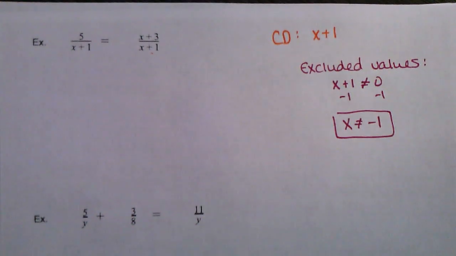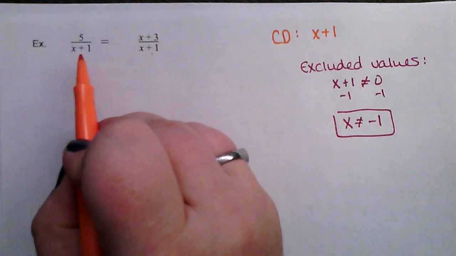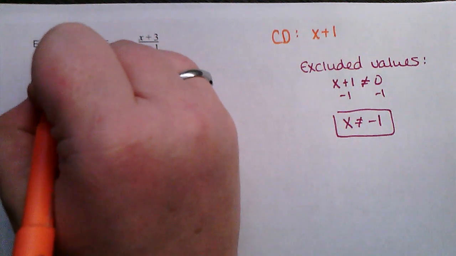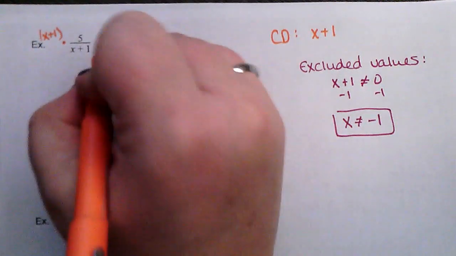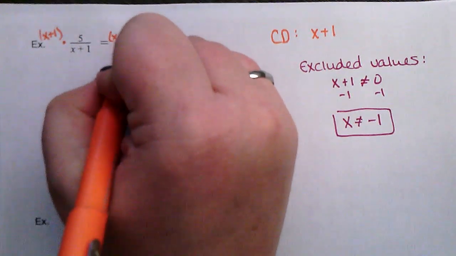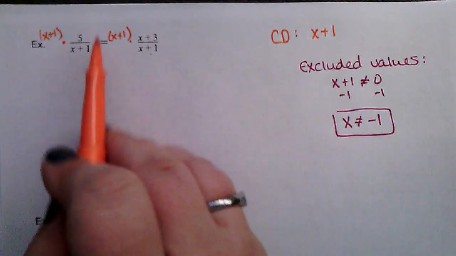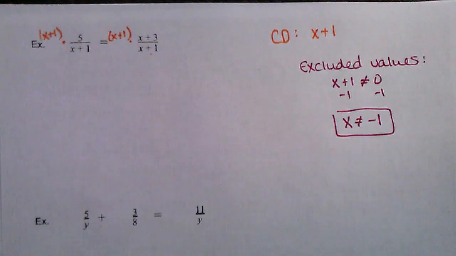But let's find out if that is the answer. So what we do is take our denominator and multiply both sides by it. Again, it doesn't matter if you put it in the front or behind, but all the pieces, any fractions separated by an addition or subtraction sign.